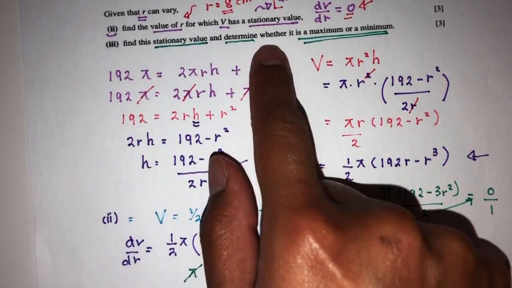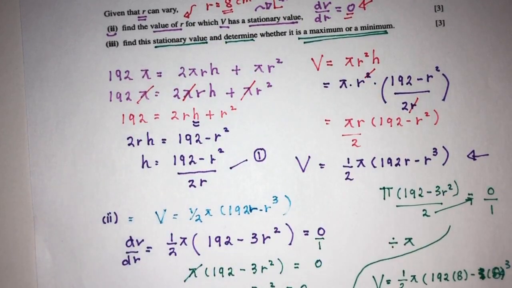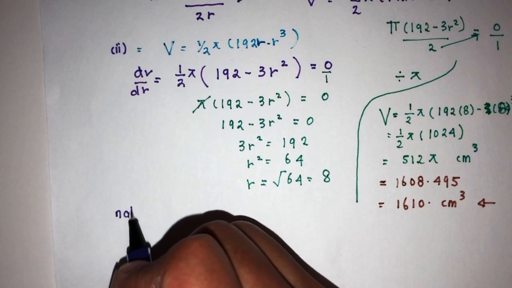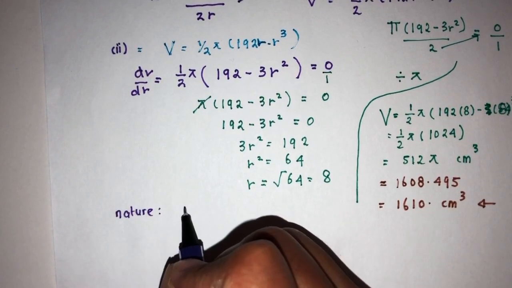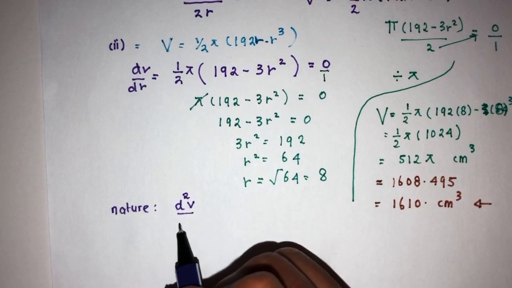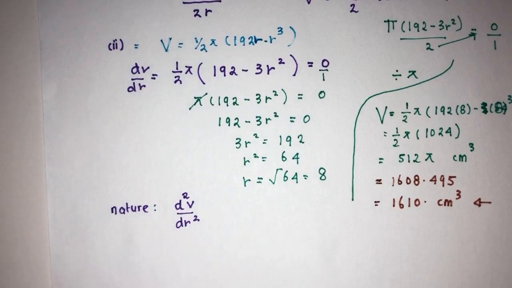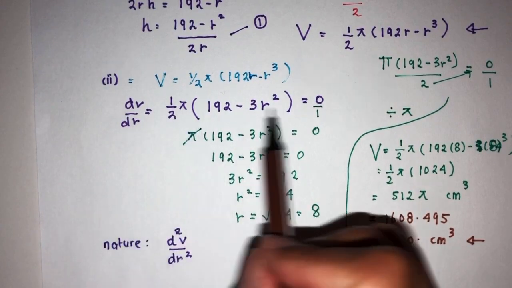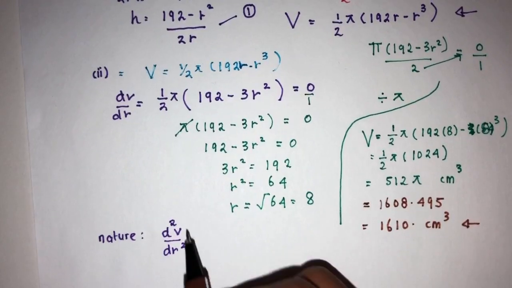Now we have to also find the nature of this value. So pretty easy. To find the nature, we have to use d2v by dr2. So we have to find the second derivative of this one. So we know that dv by dr is this. We have to differentiate that one more time. Let's see what we get.